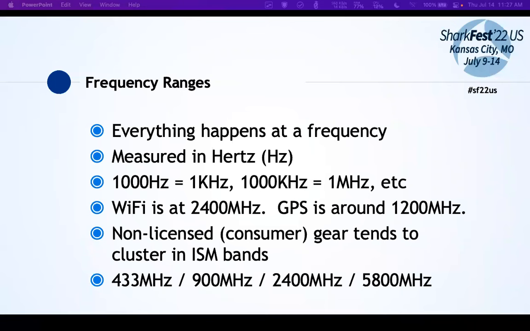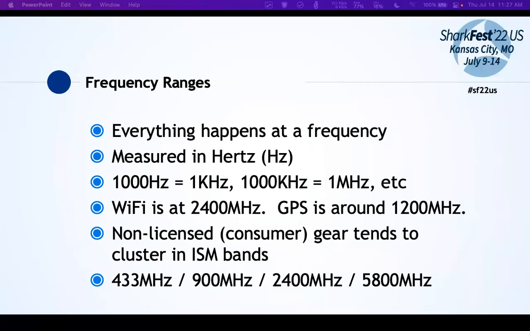But when you are looking at them, one of the specs you'll see is frequency ranges. Everything happens at a frequency, measured in hertz. 1,000 hertz is a kilohertz, 1,000 kilohertz is a megahertz, then gigahertz, and so on. For reference, FM radio is around 90 megahertz, so 90.3 FM is 90.3 megahertz. Wi-Fi is at 2,400 megahertz. GPS is around 1,200 megahertz. LTE is around 750, 900, 1,800, depending on your carrier.